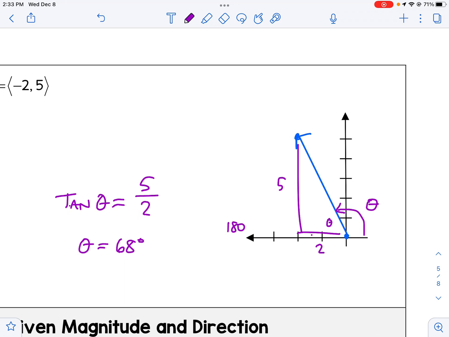So from 180, because it's always the positive x-axis, and the vector is what the angle or the direction of the vector would be. So I'm going to do 180 minus 68, and that's going to give me 112 degrees. So the direction of this vector would be 112 degrees.